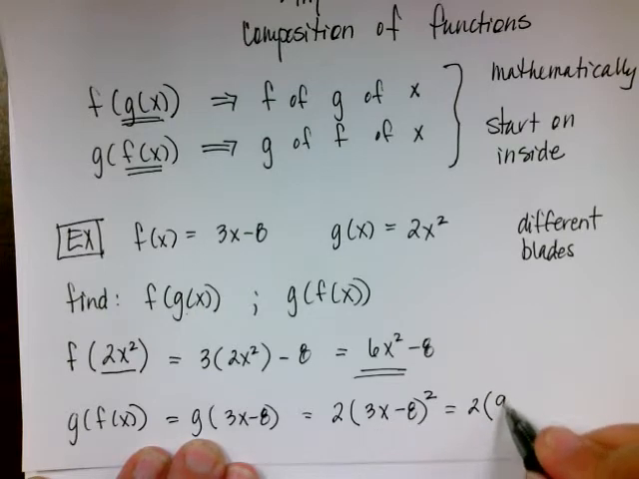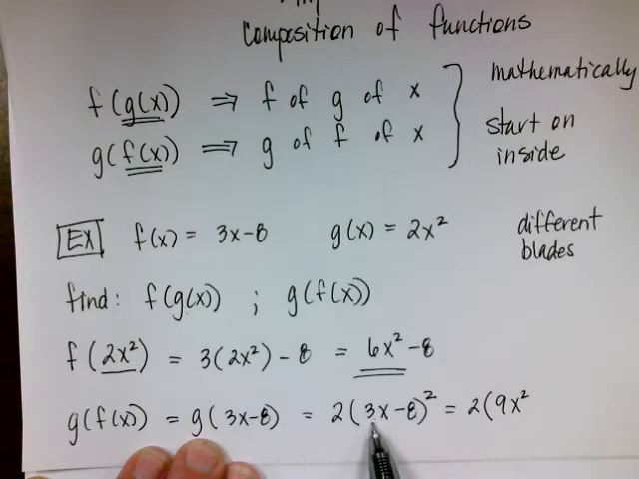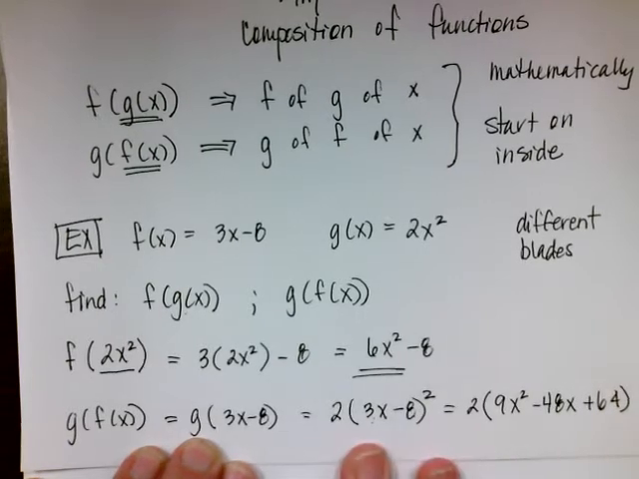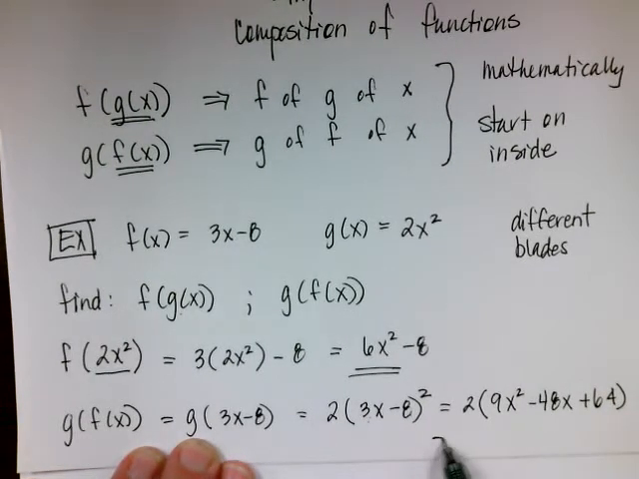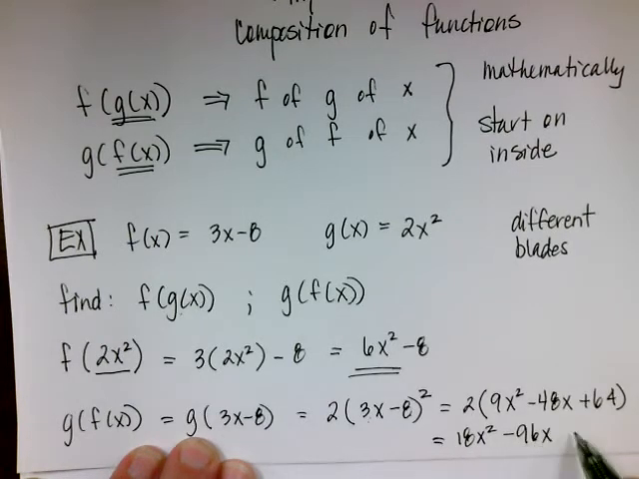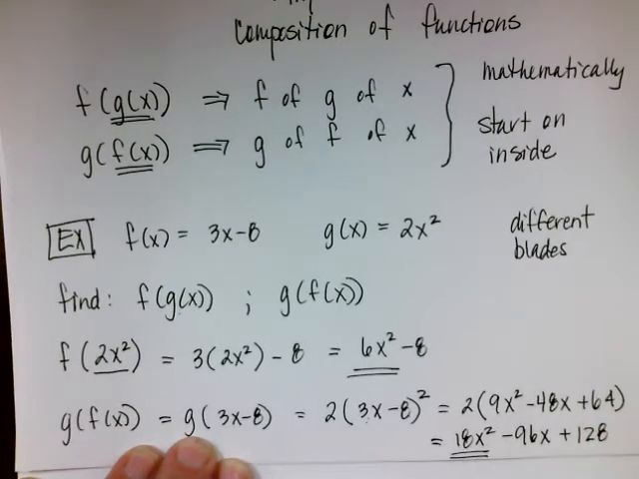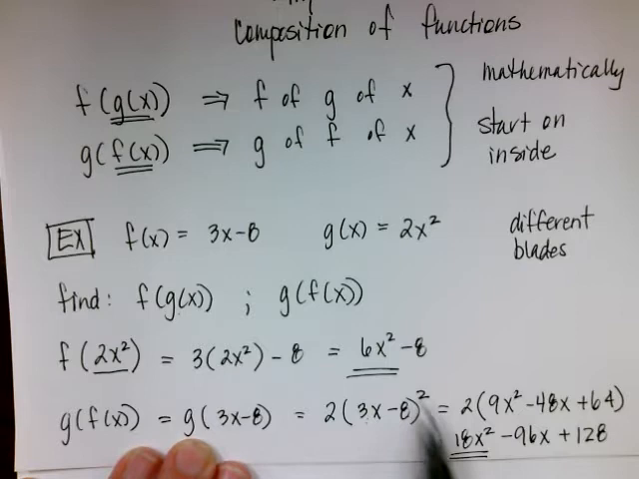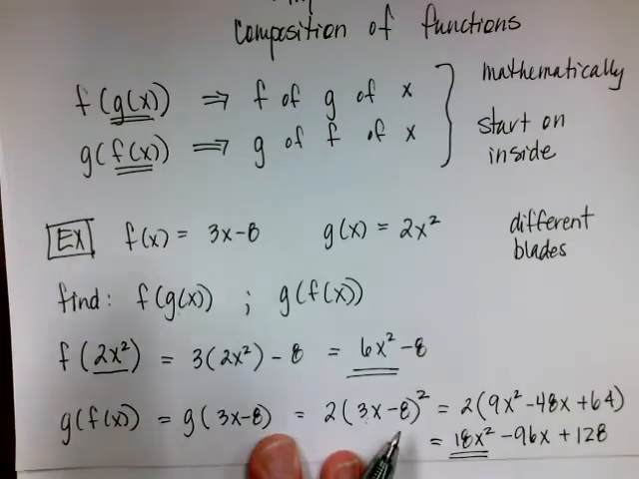Square the first term, 9x squared. Multiply those two together, a minus 24x, and double it, minus 48x. Square the last term. Okay? And then I would need to distribute that 2, so I would get 18x squared minus 96x plus 128. And that is my answer to that composition. Notice they're not nearly the same expression. Sometimes they are, but oftentimes they are not.